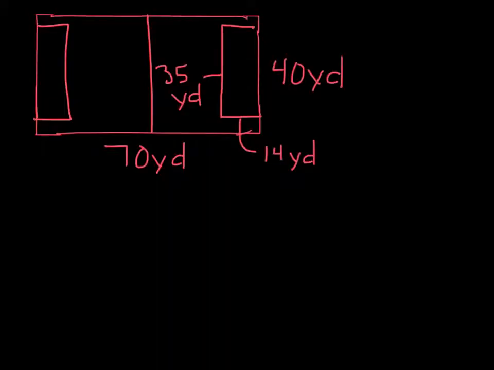Now let's check for similarity using my poorly drawn soccer field. A soccer field is a rectangle that is 70 yards long and 40 yards wide. The penalty area of the soccer field is a rectangle that is 35 yards long and 14 yards wide. Is the penalty area similar to the field?